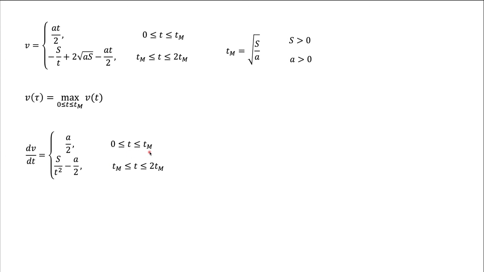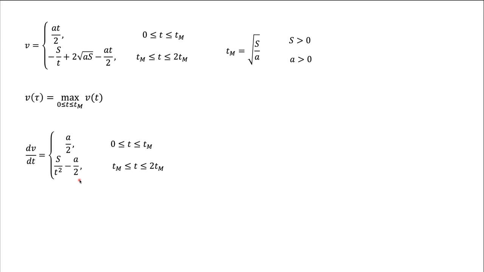Now, one thing to notice is if we look at both of these functions at t equals tm, we'll find that both formulas give us a derivative equal to a divided by 2. So this function v is not simply continuous when it goes through point tm, it also has a continuous derivative when it goes through that point. It means this function is not just continuous, it's also a smooth function.